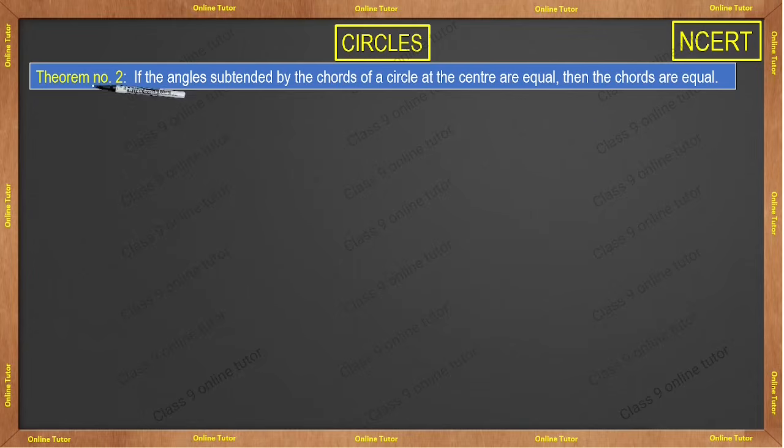Now we will see theorem number 2 of circles. It says that if the angles subtended by the chords of a circle at the center are equal, then the chords are equal. So let us see its proof.